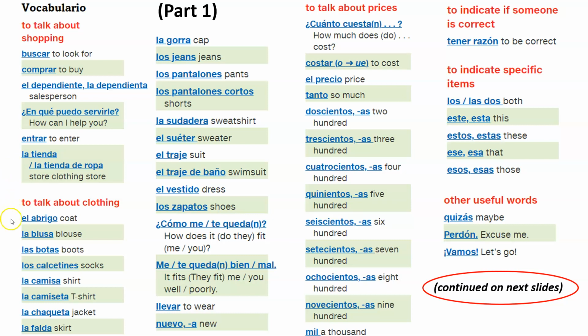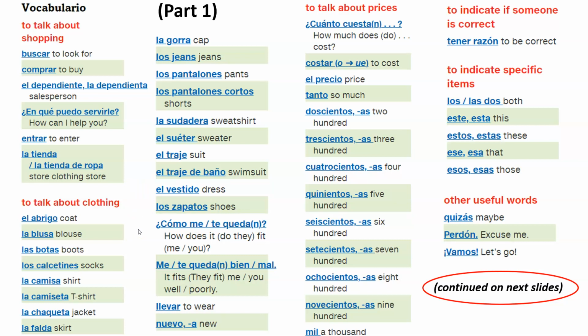To talk about clothing. El abrigo, la blusa, las botas, los calcetines, la camisa, la camiseta, la chaqueta, la falda, la gorra, los jeans, los zapatos, los pantalones cortos, la sudadera, el suéter, el traje de baño, el vestido, los zapatos.